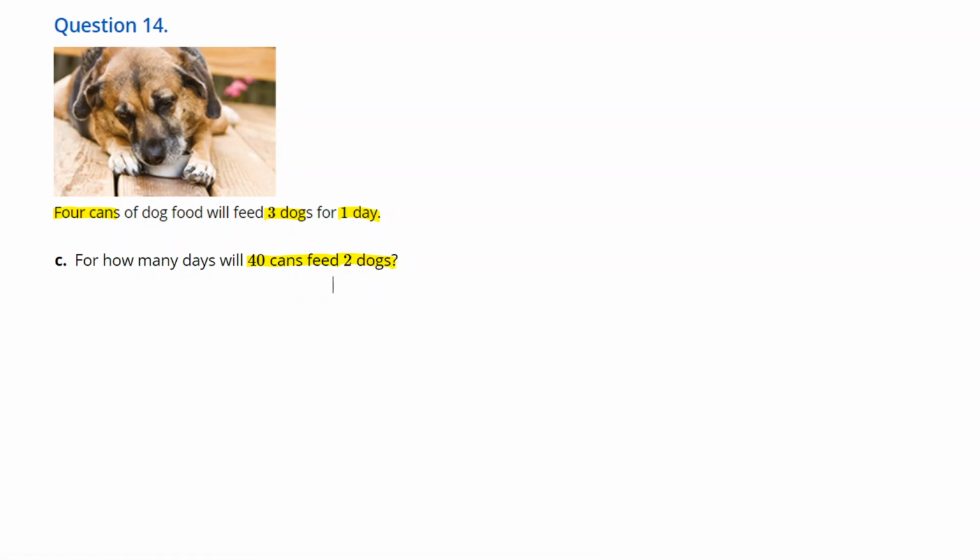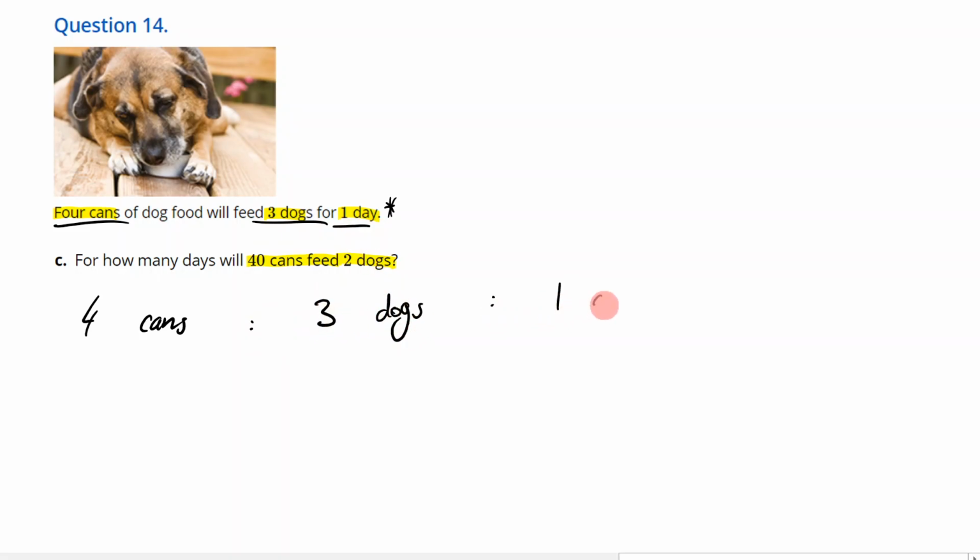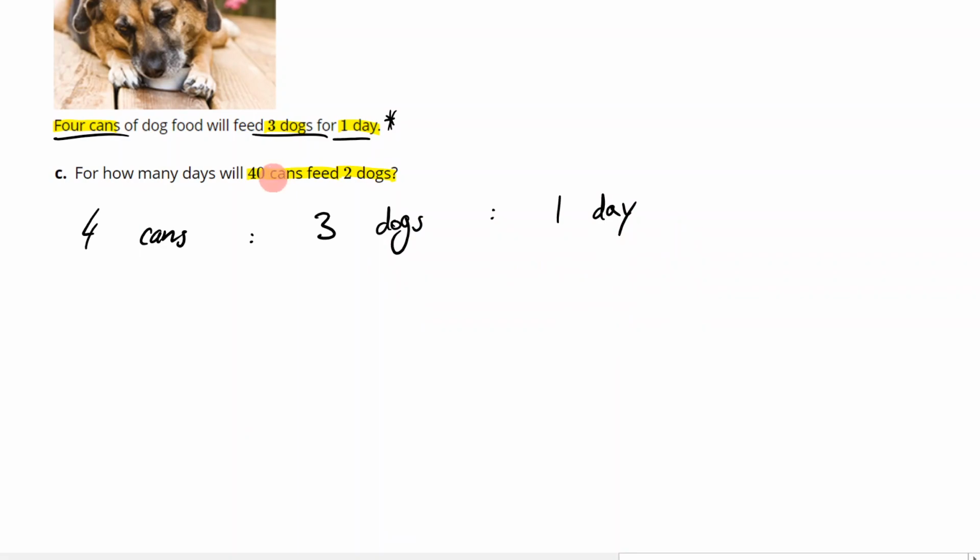All right. What we're going to begin by doing is just writing down what we know. We know that 4 cans feed 3 dogs for 1 day. What we now need to do is change this 4 into 40 and change this 3 dogs into 2 dogs.